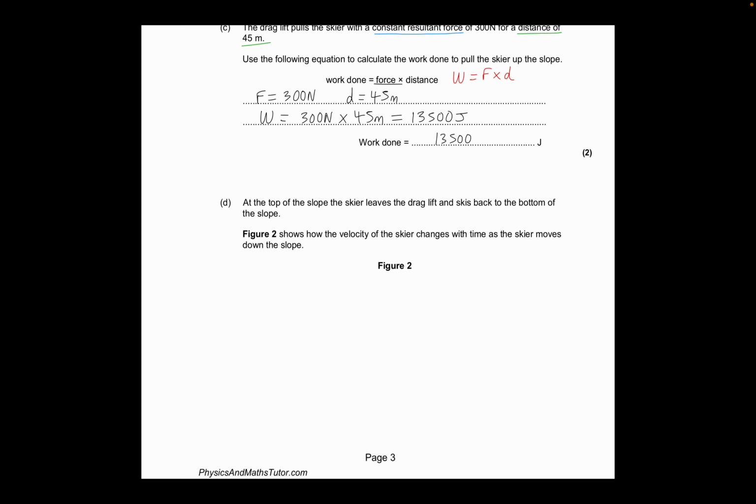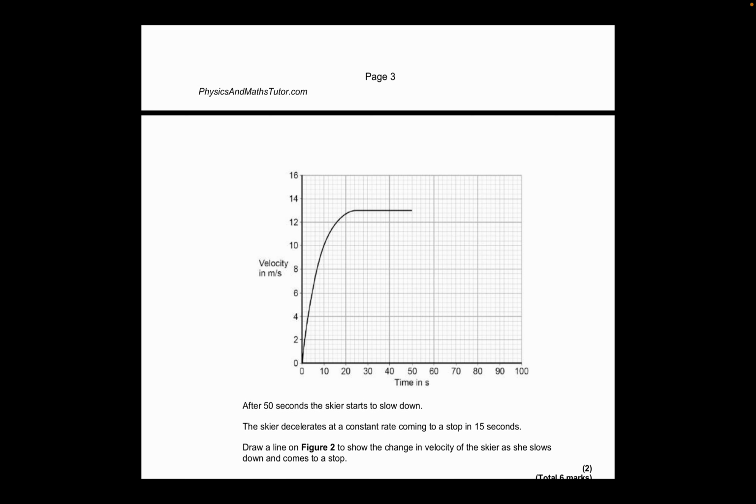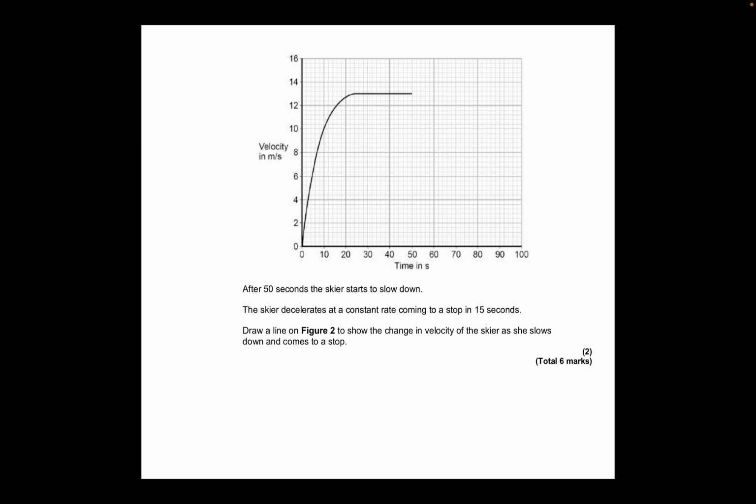Next question. At the top of the slope, the skier leaves the drag lift and skis back to the bottom of the slope. Figure 2 shows how the velocity of the skier changes with time as the skier moves down the slope. So in figure 2, remember to observe the graph carefully. We can see that there's velocity in meters per second on the y-axis and time on the x-axis.